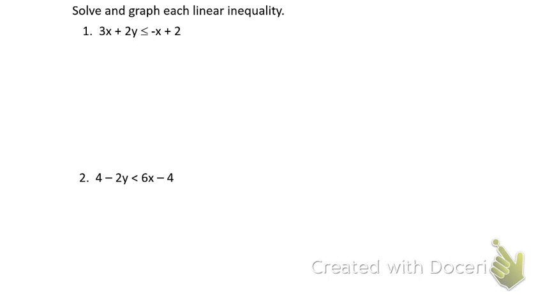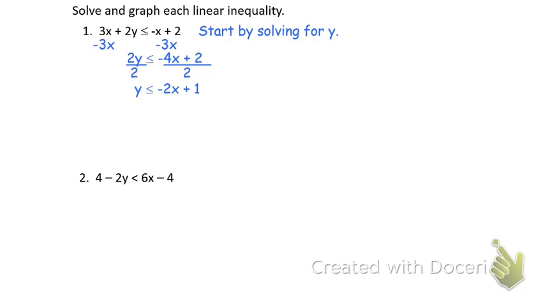For example number 1, we've got x's on both sides. We want to get the y by itself and isolate the variable, so we'll subtract 3x from both sides. 2y is now less than or equal to negative x minus 3x, which is negative 4x, plus 2. Dividing both sides by 2, which is a positive 2, we will not reverse the symbol, we get y is less than or equal to still negative 2x plus 1. The slope is negative 2, and the y-intercept is 0, 1.